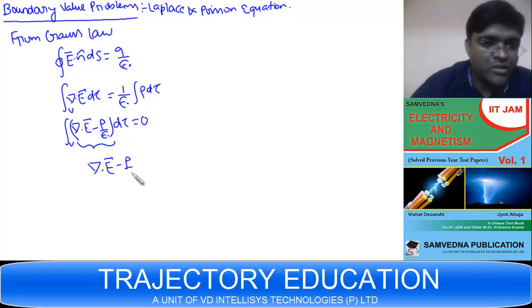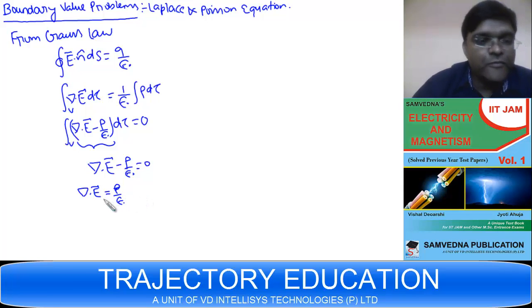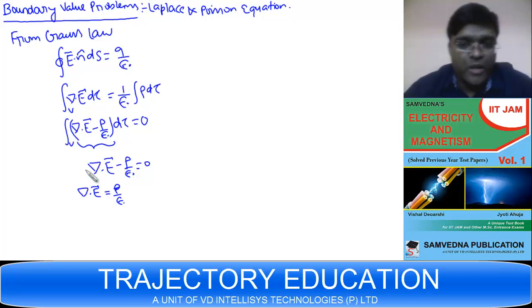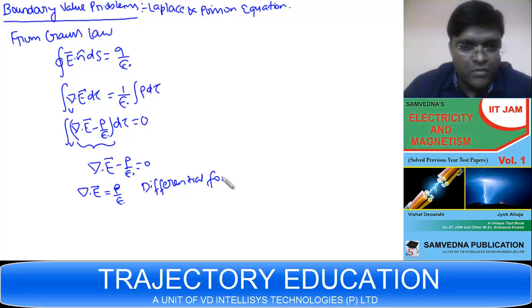That is, del dot E equals rho by epsilon naught. Del dot E equals rho by epsilon naught. This is the differential form of Gauss law.